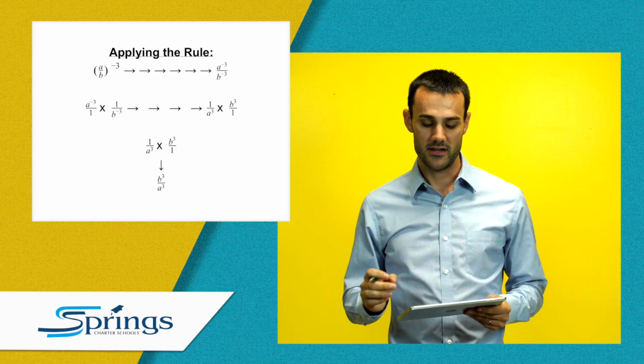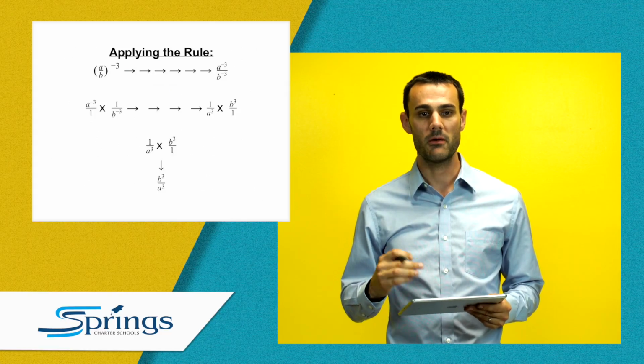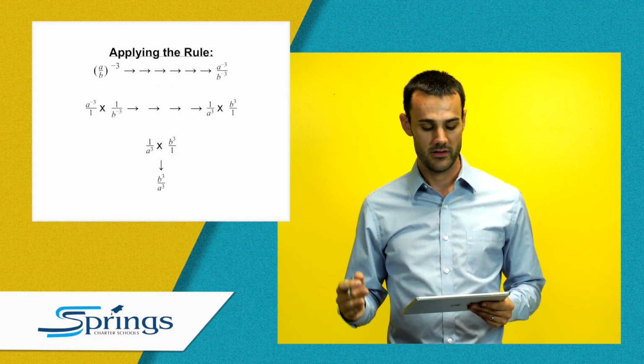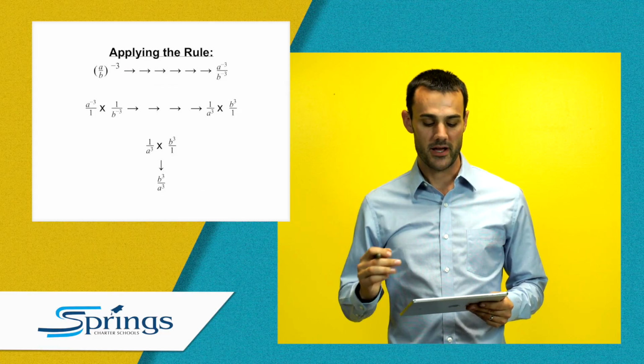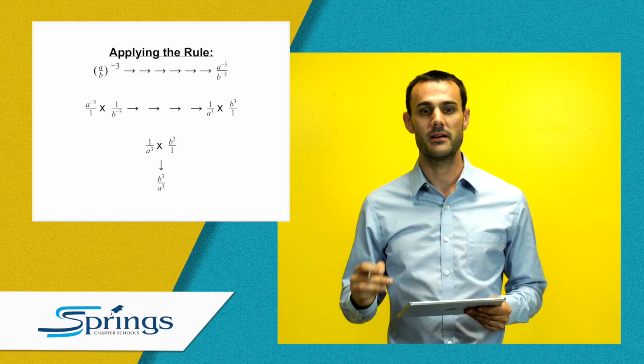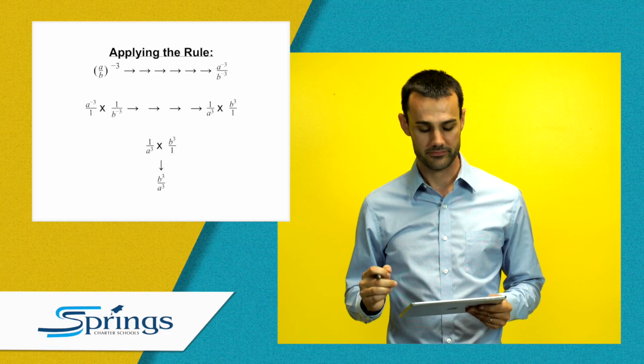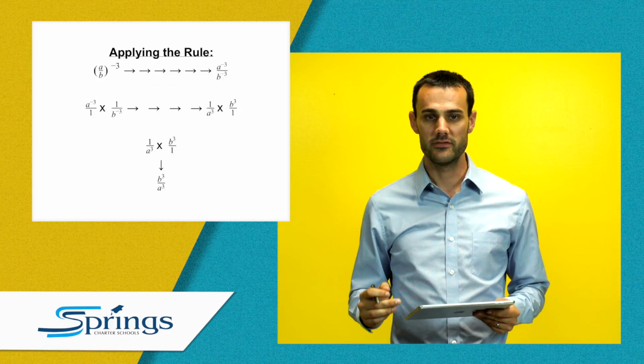So I've taken what's on top, a raised to the negative 3, and put that over 1. That way the problem hasn't changed in any way. And I'm multiplying that by 1 over b raised to the third power. Now I put b raised to the third power in the bottom because in our original question, b was already the denominator. Okay, now we need to get rid of our negative exponents.